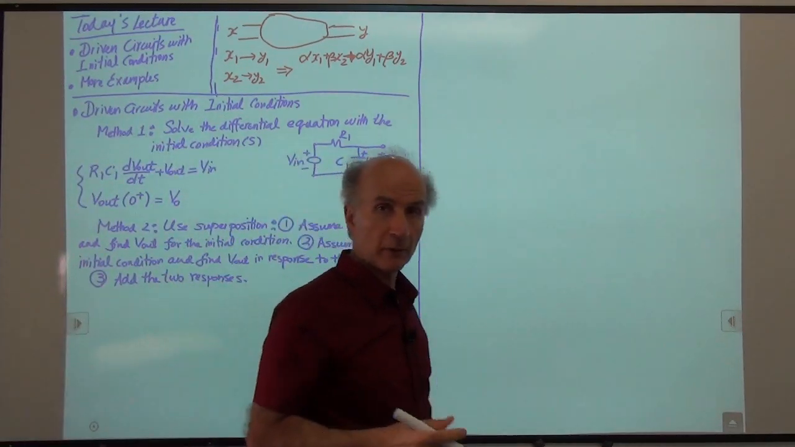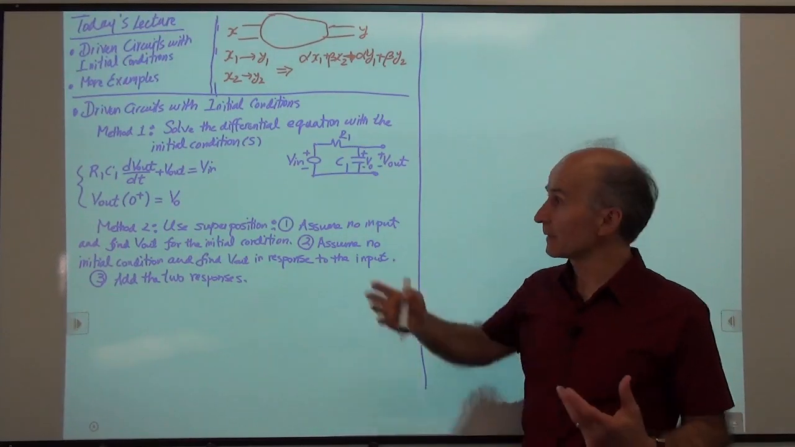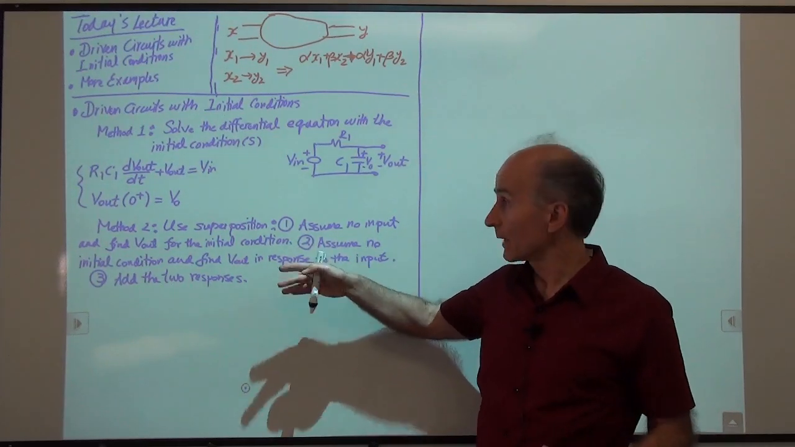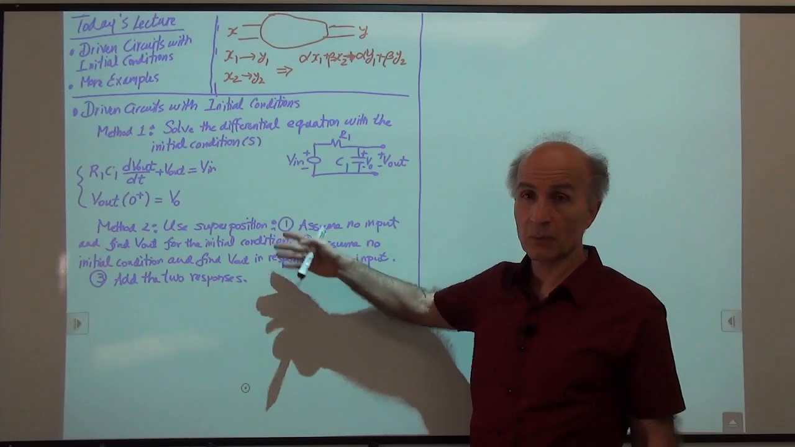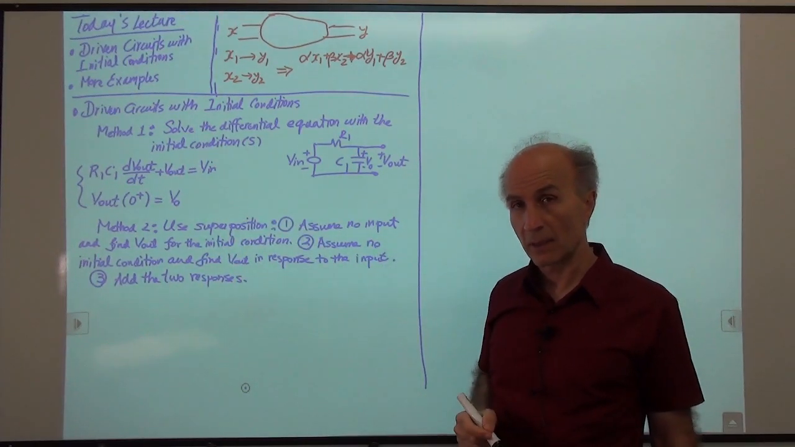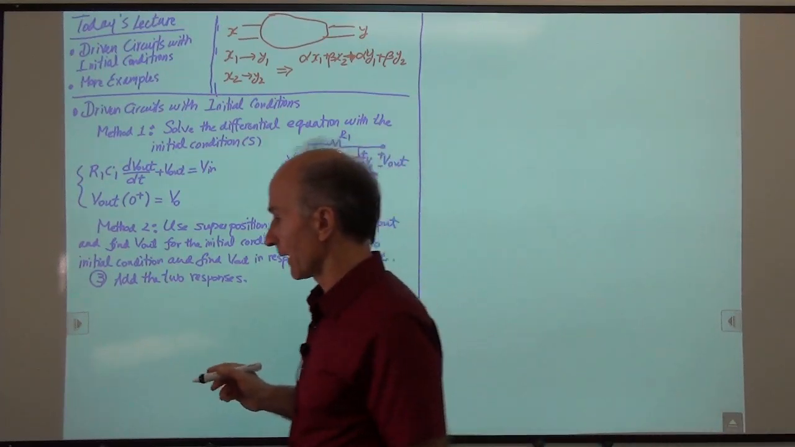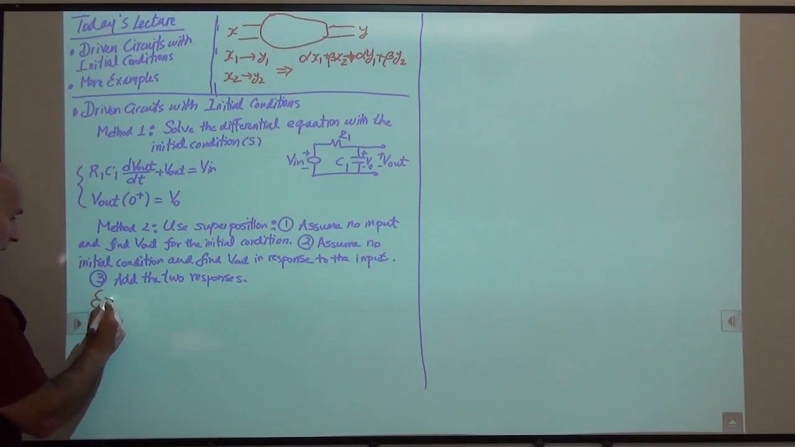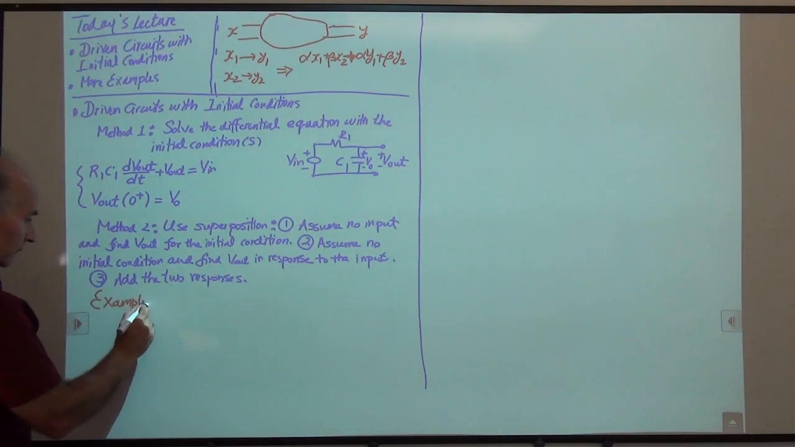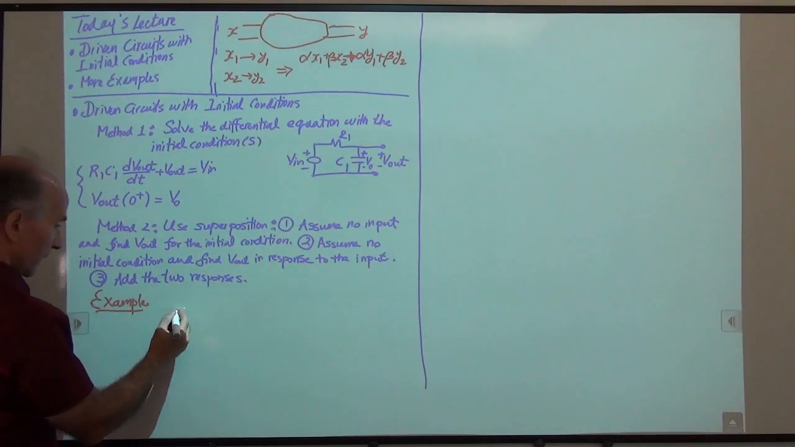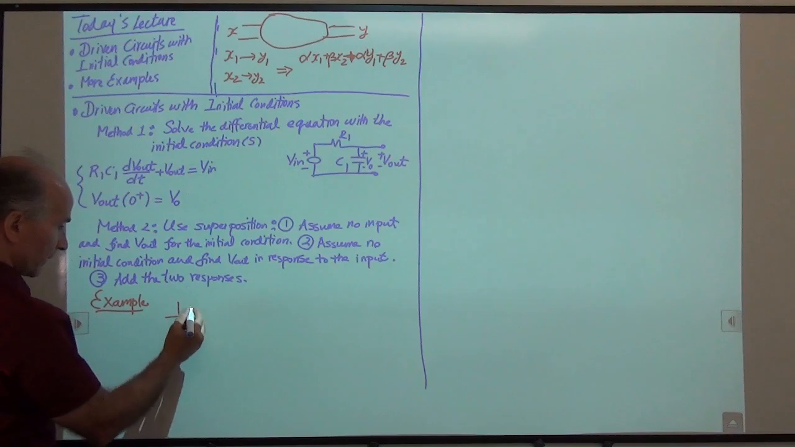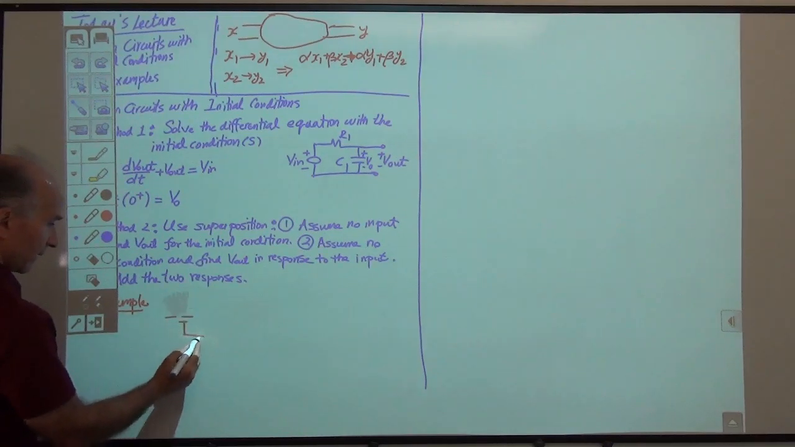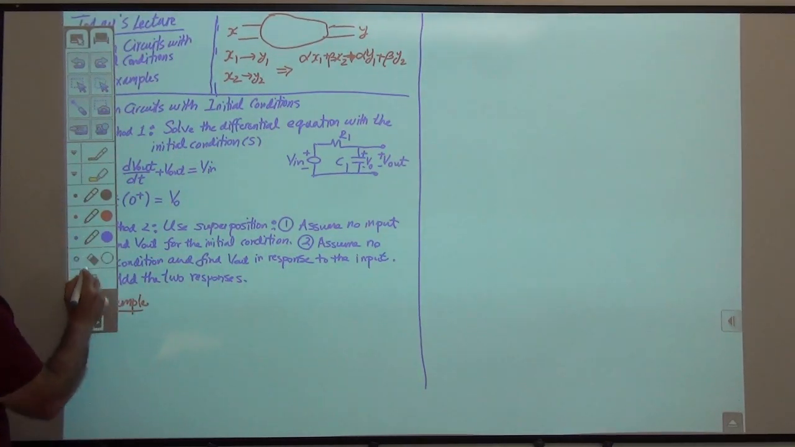Now, which method we use depends on the situation. Sometimes this is easier, sometimes that is easier. This is more intuitive, so if we can go with that, that's preferable. But sometimes it's actually more work, so we might as well go back to the original approach. So here's an example of how we handle initial conditions and inputs together. We go back to that circuit here. We have drawn that in different forms. Actually, let me still draw it as a step because that's easier to visualize.